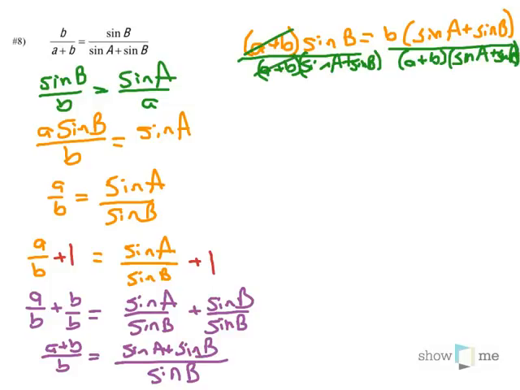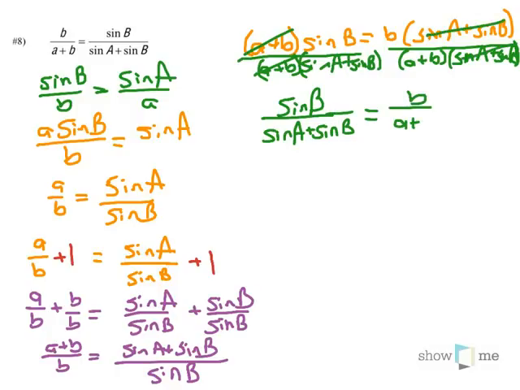On the left, your a plus b cancels, leaving you with sine of b divided by sine of a plus sine of b. On the right, your sine of a plus sine of b's cancel, leaving you with b over a plus b. Really close now. We are cooking with gas, as they say. Then, what we can do next is... My brain has frozen on me to give you the reason. I forget what the reason is.